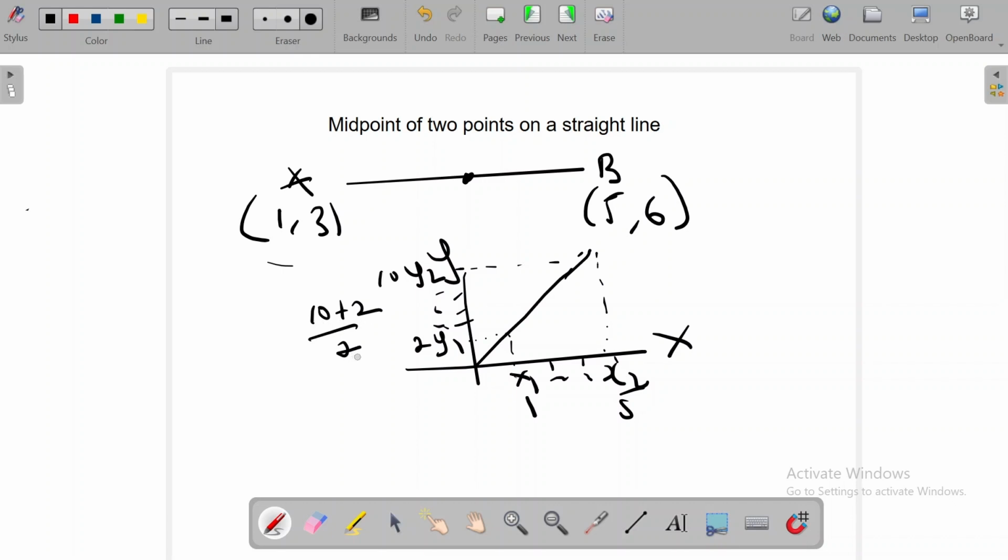So the midpoint between y1 and y2 is simply 10 plus 2 divided by 2, which would give me what? That is 12 divided by 2, which is 6. So you've gotten the first point for the y. This is also going to be 5 plus 1 divided by 2, which is 6 divided by 2. This is going to simply give me 3. So this will be 3, something 3 here.